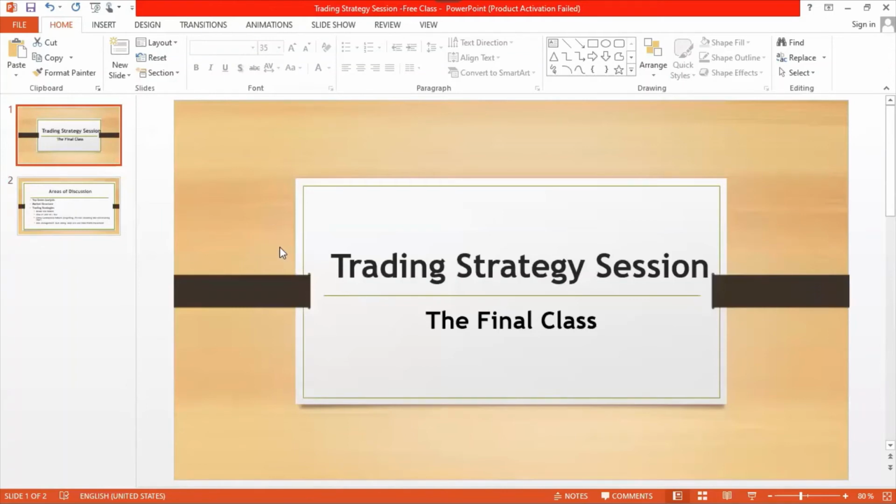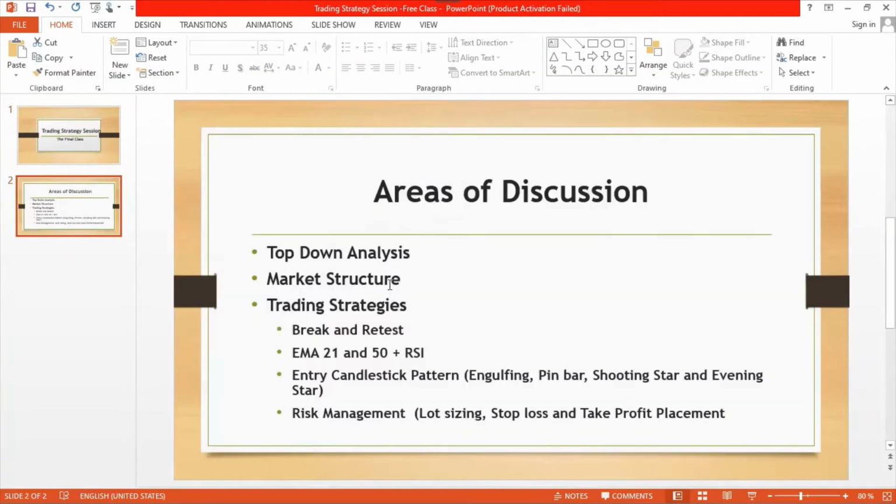So just to touch on everything we've been doing since. The areas of discussion, we have top-down analysis, we have market structure, we have trading strategy. Under the trading strategy, we look at break and retest strategy, and this is what I call discretionary trading. Discretionary trading is simply because the trader is using his discretion to enter a trade. But all this EMA 21/50 plus RSI strategy, it is what we call mechanical trading. You are a mechanical trader if you look for entry signals based on indicators.